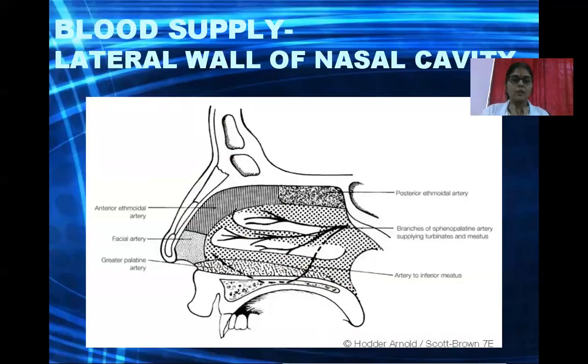Coming to the blood supply of the lateral wall of the nasal cavity, again, it's mainly from the branches of the internal maxillary artery, which is a branch of the external carotid artery. So you have sphenopalatine artery branches, posterior ethmoidal artery, anterior ethmoidal artery, facial artery, palatine artery, all the arteries supplying the lateral wall. The nose has a very rich blood supply and is highly vascular.